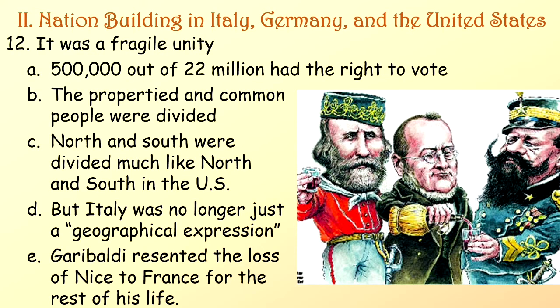It was a fragile unity. Only 500,000 out of 22 million had the right to vote. The propertied and common people were divided. North and South were divided, much like North and South in the U.S. But Italy was no longer just a geographical expression. But Garibaldi resented the loss of Nice to France for the rest of his life.